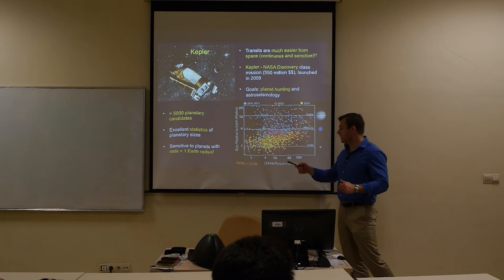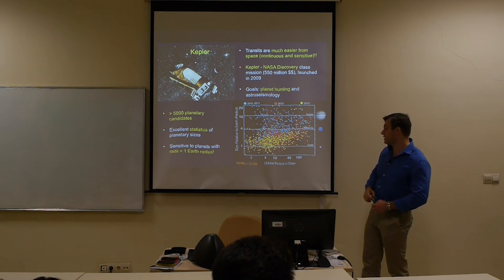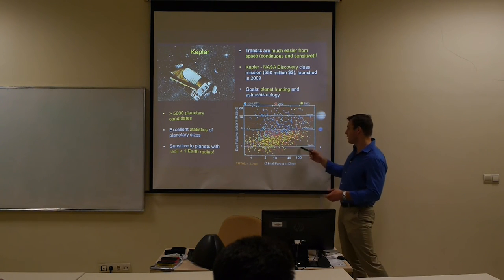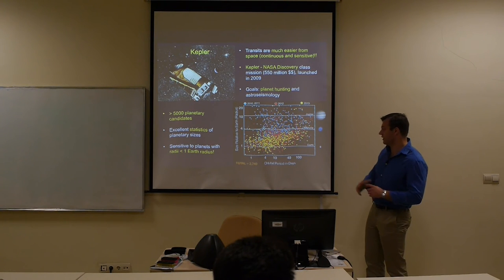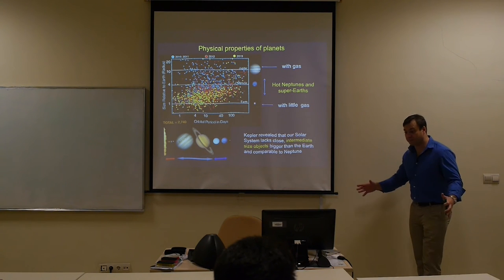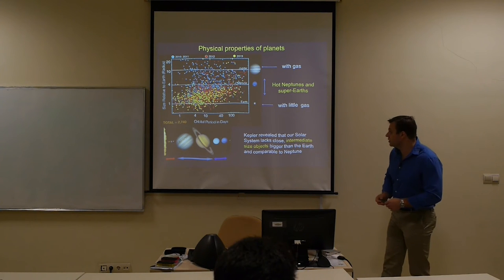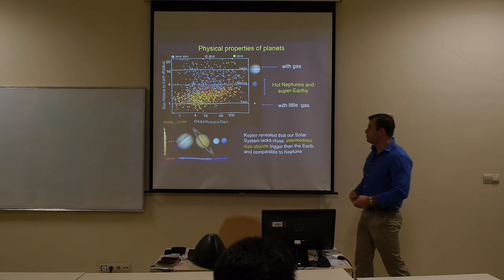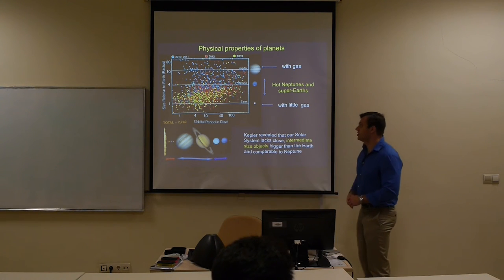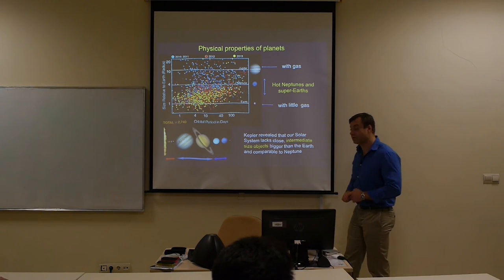Because this method, as I said, gives us the sizes. We also want to know the masses. And its high sensitivity, the photometry at the level of 10 to the minus 5, allows us to detect objects with the size of an Earth, effectively. So what are the things that we have learned? Okay, first puzzles that jump right at you are the physical properties of planets. This distribution of sizes of Kepler planets versus the orbital separation tells you that, again, we are seeing something that we don't have in our own solar system.